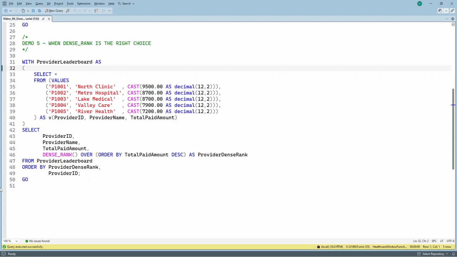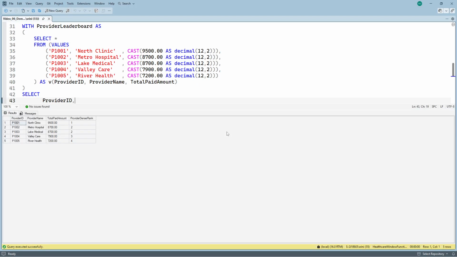Dense rank also lets tied rows share the same rank, but unlike rank, it does not leave a gap. The tied providers both get rank 2, and the next provider gets rank 3. That's why the word dense matters. The ranking numbers stay packed together. This is useful when the business wants rank groups instead of competition style skipped positions.